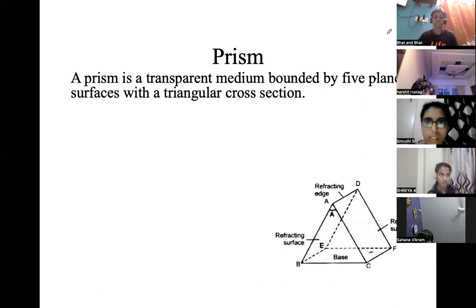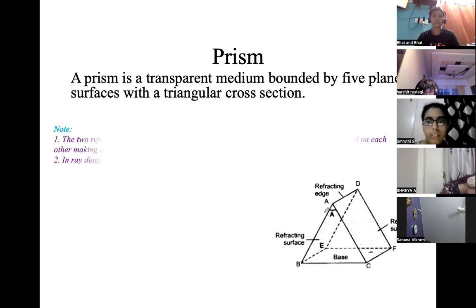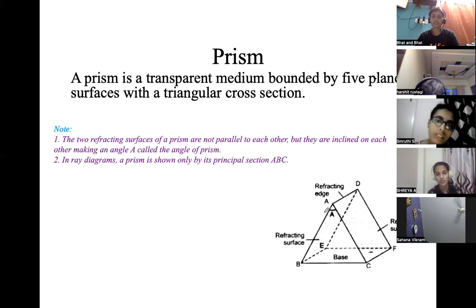When they are fixed together, we have 2 reflecting surfaces. This surface and this surface are called the reflecting surfaces, like this. These 2 reflecting surfaces are not parallel to each other. Instead, they make an angle with each other, and that angle is called the angle of prism. Okay, and when we are writing any ray diagram, we don't draw this picture of the prism. Instead, we will only draw the front surface of the prism.